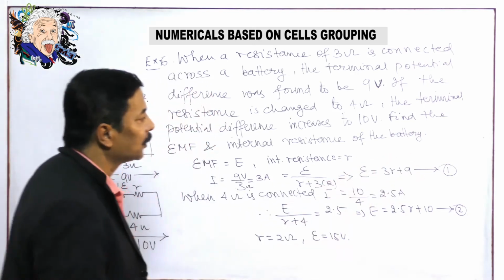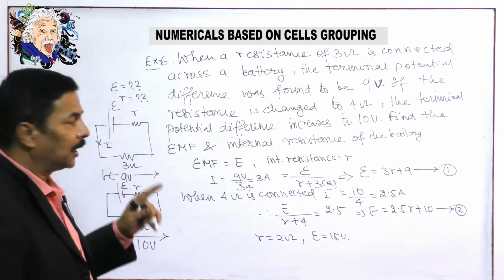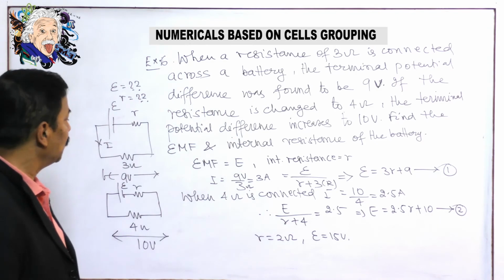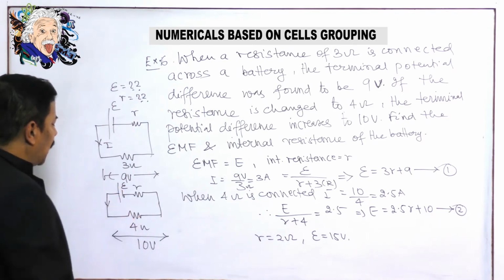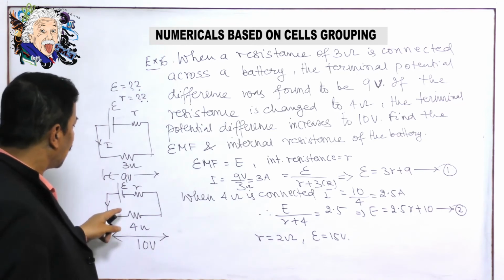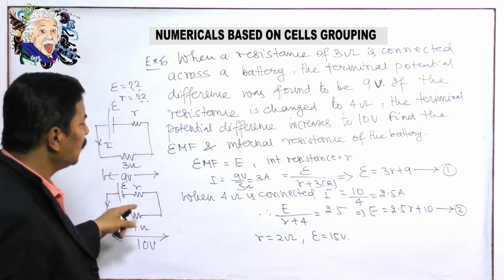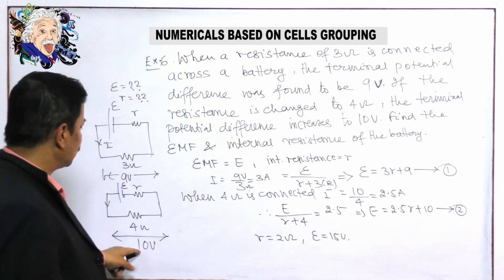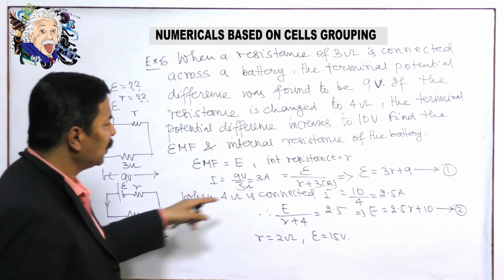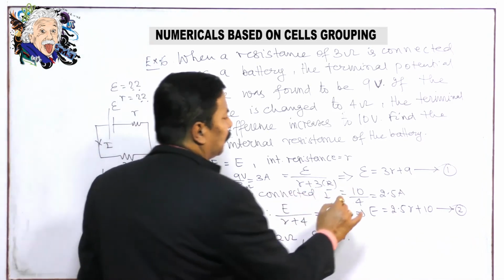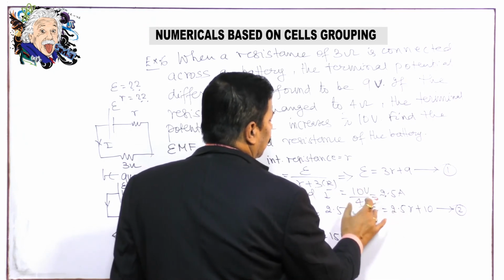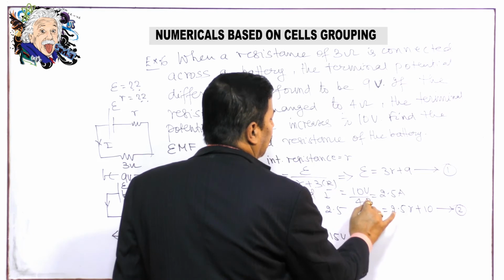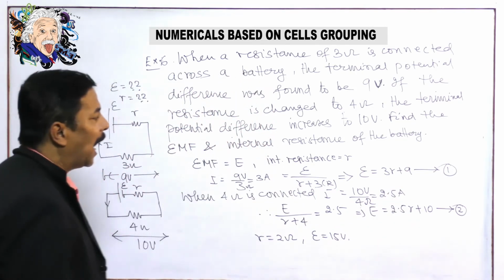This is equation number 1, the first case. In the second case, this is the situation. In this situation, the current will be how much? The potential difference is 10 volt and the resistance is 4 ohm, so the current is 10 by 4, that is 2.5 ampere.